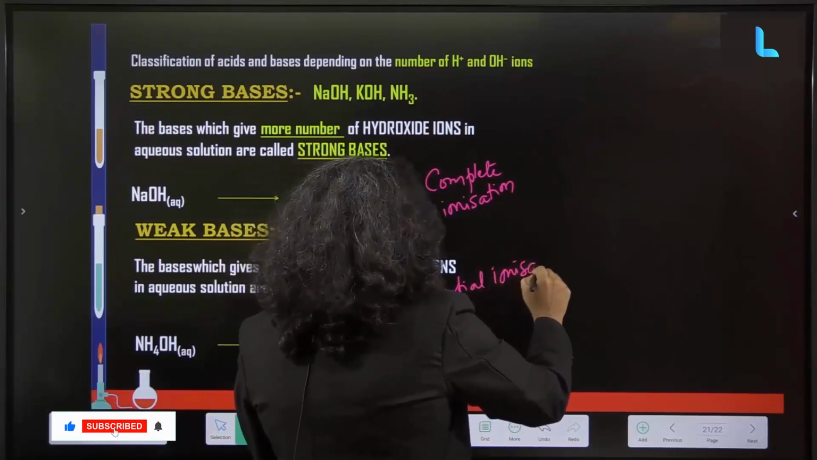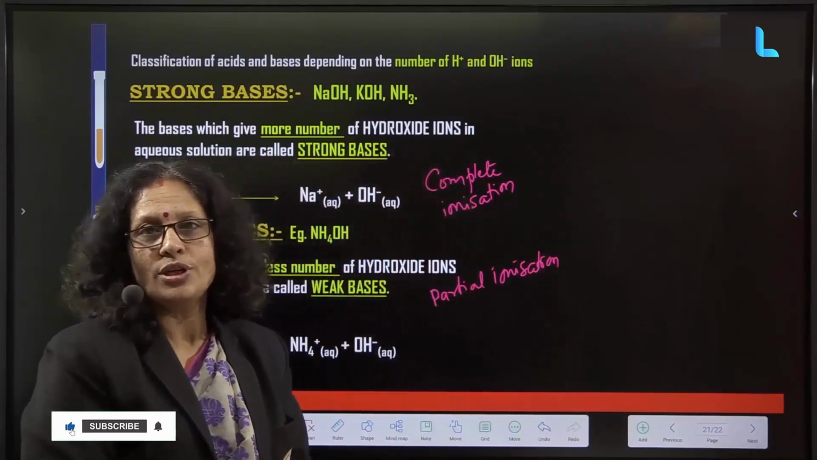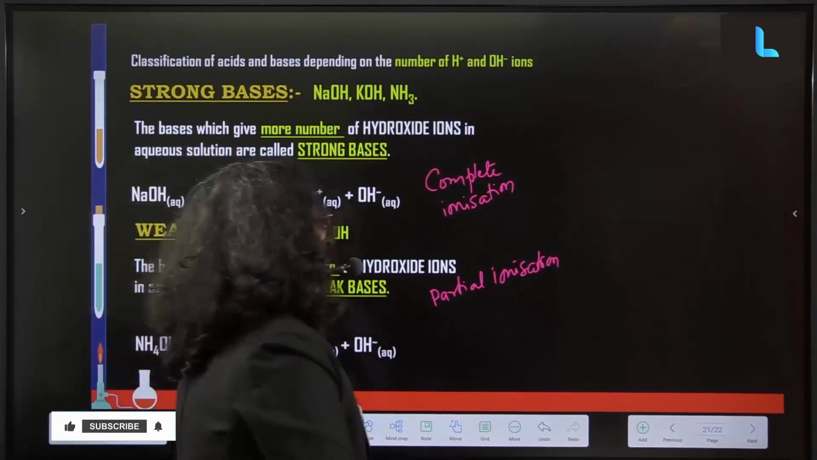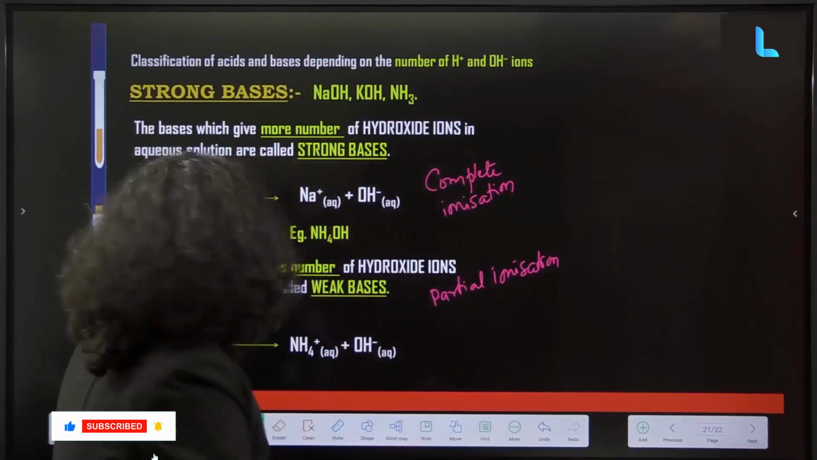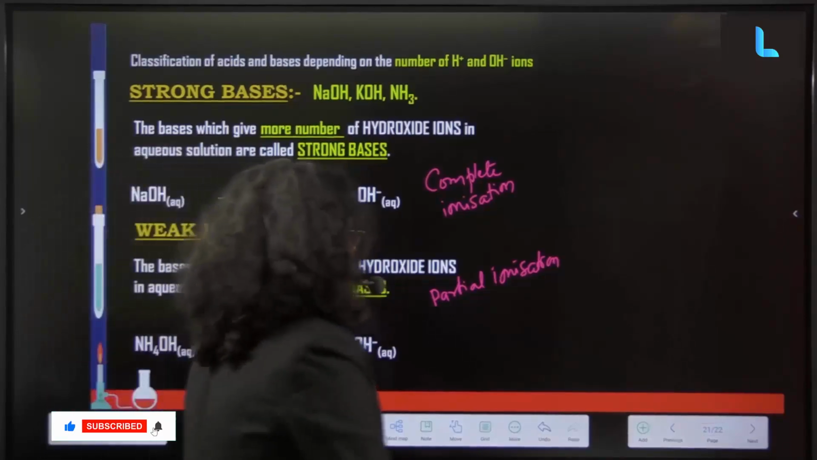So what will happen in partial ionization? There will be some ions as well as some undissociated molecules staying in the solution, and because of that the ionization is incomplete and fewer hydroxide ions are obtained, so they are weak bases.